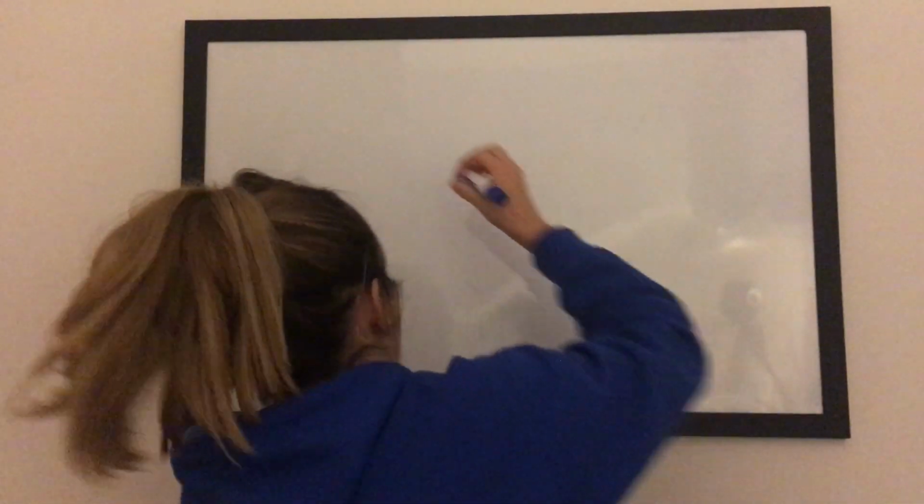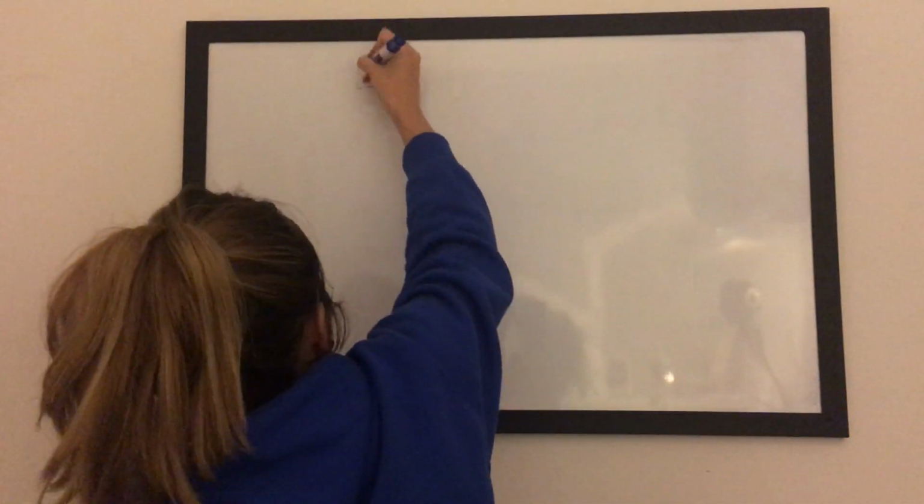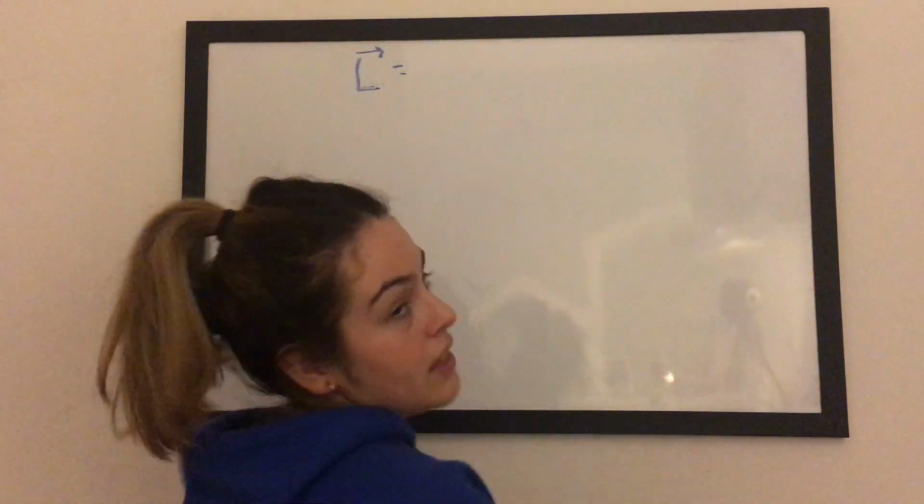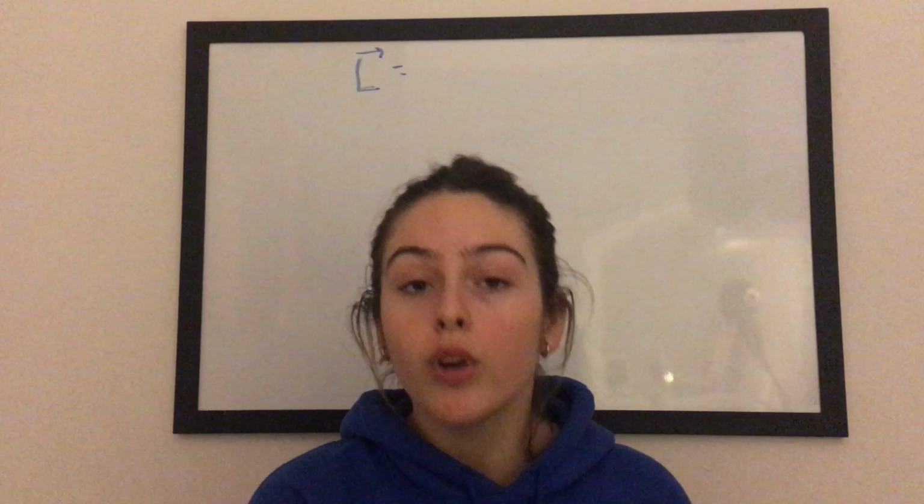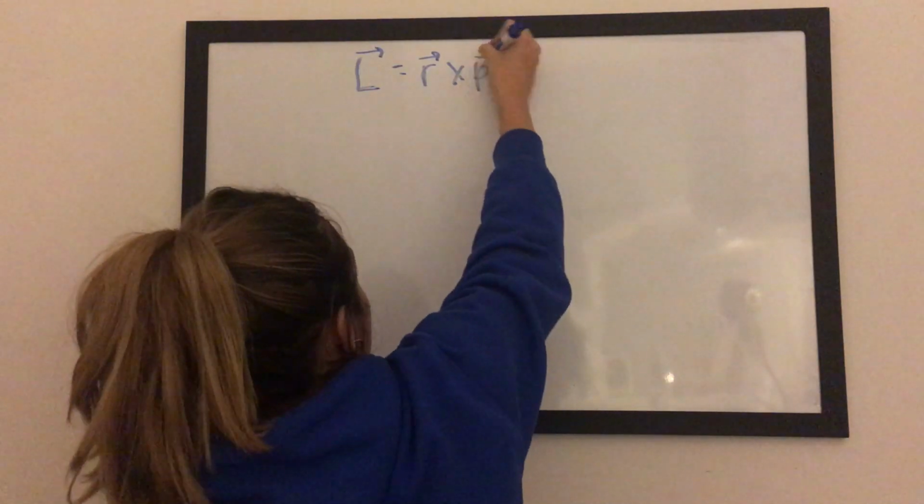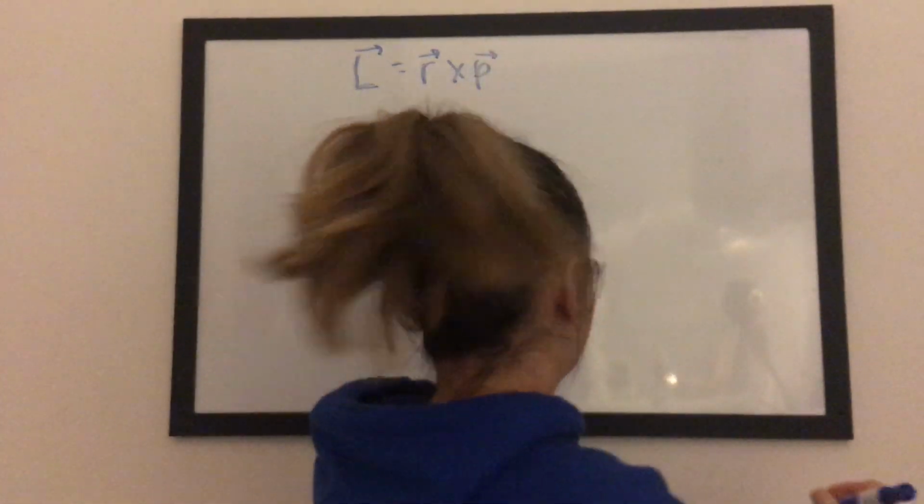So, getting right into angular momentum, essentially angular momentum describes how difficult it is to stop a rotating object or particle. The symbol for angular momentum is this, and the formula for it is r cross product p, where p is momentum and r is radius or distance.